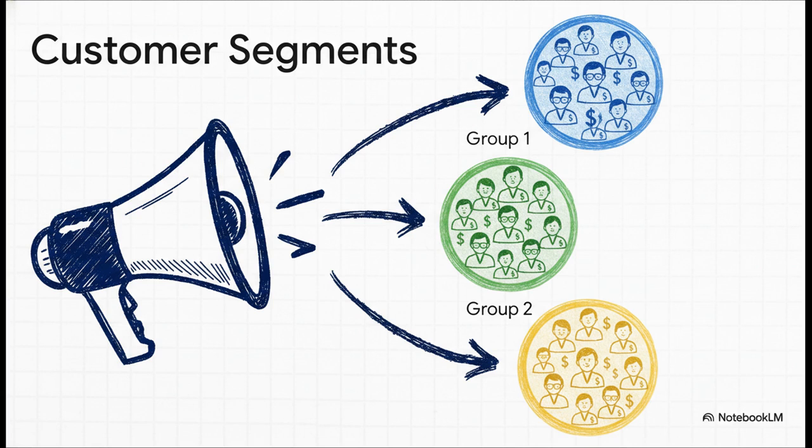Suddenly, they can see these really clear customer segments. Instead of blasting everyone with the same generic marketing email, they can now talk to the young high spenders completely differently than they talk to the older low spenders. And that is powerful stuff.